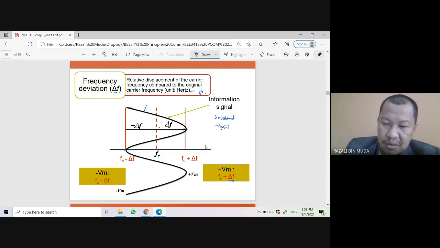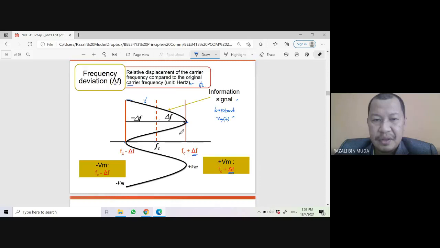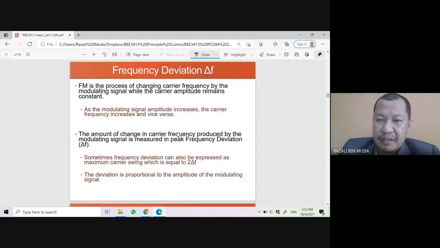So basically, you can expect that the higher the amplitude of the information signal or baseband signal, Vm, the bigger the frequency deviation. The lower the valley, the bigger the negative deviation. Frequency deviation, delta F. FM is the process of changing the carrier frequency by the modulating signal while the carrier amplitude remains constant.